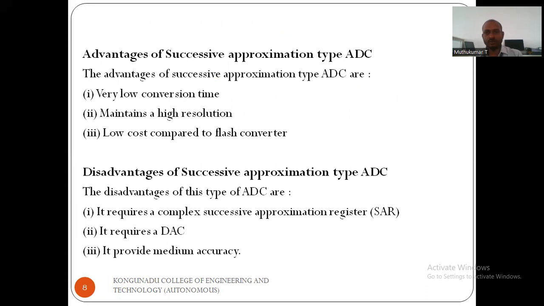Advantages of the successive approximation type ADC: it consumes less time, there is a very low conversion time, it maintains high resolution, and the cost is low compared to the flash converter. It has some disadvantages also. It requires a complex successive approximation register, so the SAR circuit is complex. It requires a digital to analog converter, so along with the ADC we are using a DAC as well. It provides medium accuracy, not better accuracy.